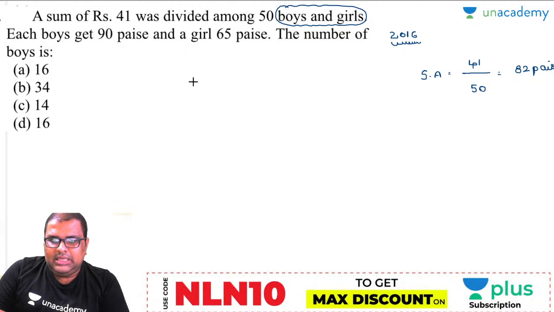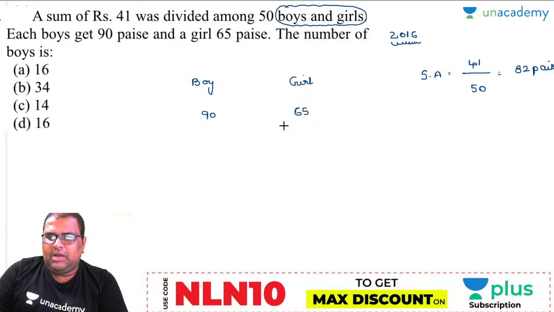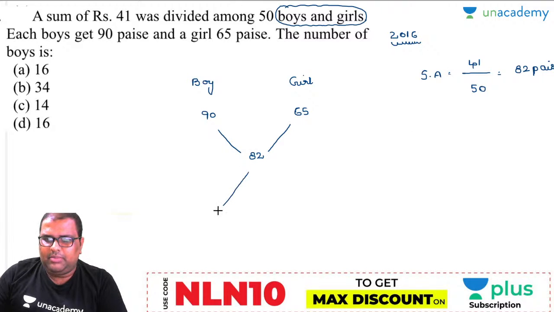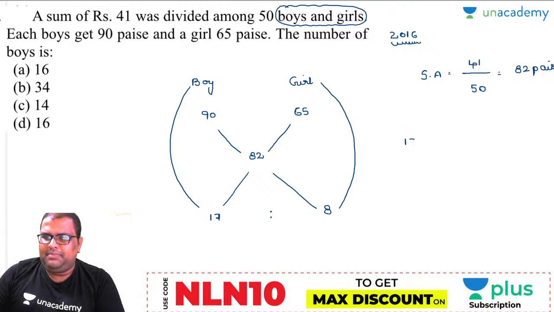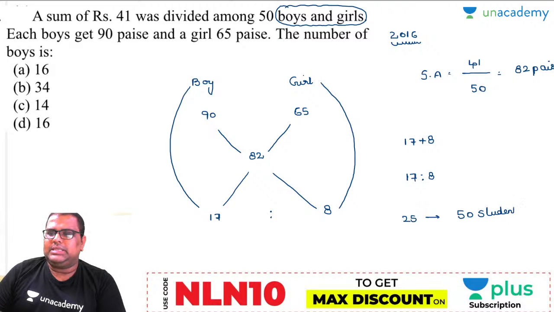Yes. Now see here, each boy got 90 paise. Each girl got 65 paise. When you club these boys and girls, each student got how much? Is it 82 paise? This is what you have calculated. Now by the alligation rule you can calculate. 90 minus 82 will be 8. 82 minus 65 is 17. Yes, 17. So boys are 17 parts, girls are 8 parts. 17 plus 8 will be equal to 25. Am I right or wrong? 17 is to 8. 25 parts is equal to 50 students. You are asked to find out how many boys are there in the class.